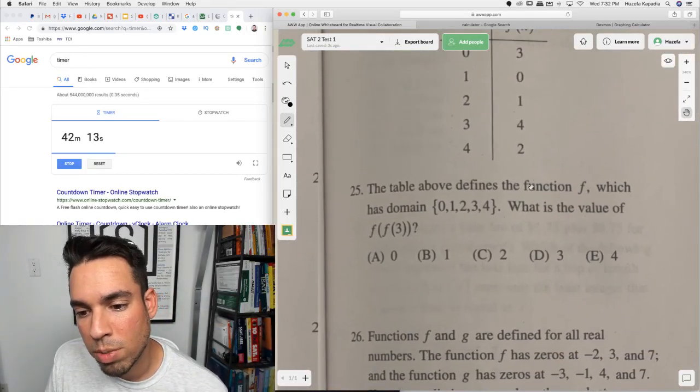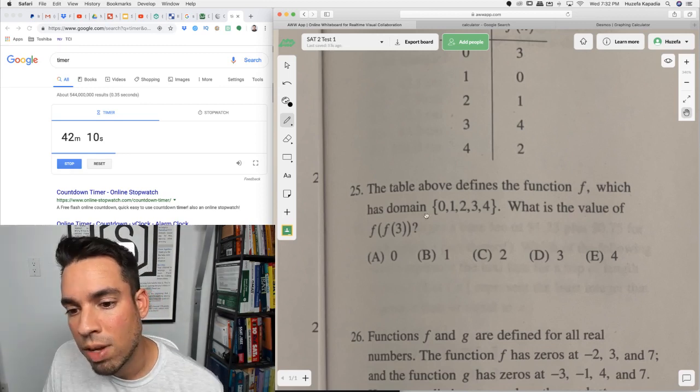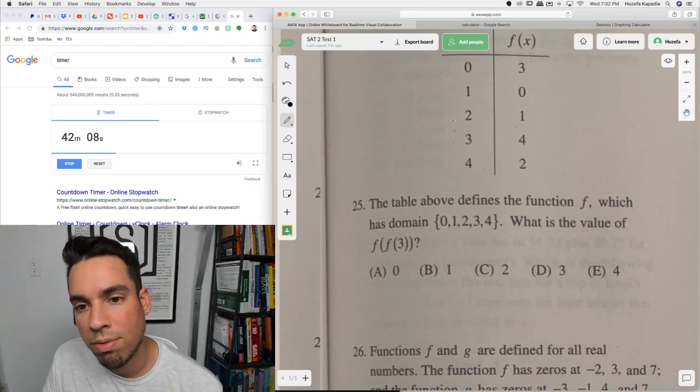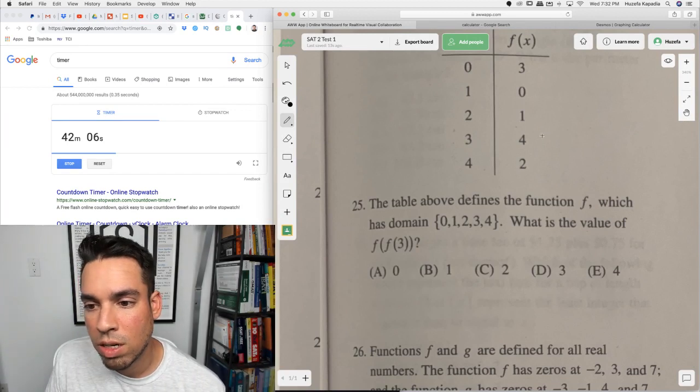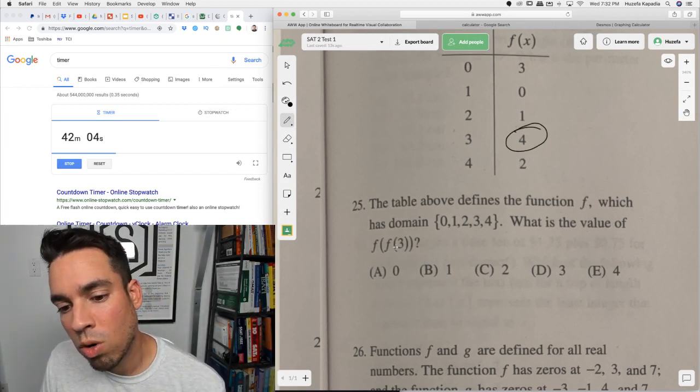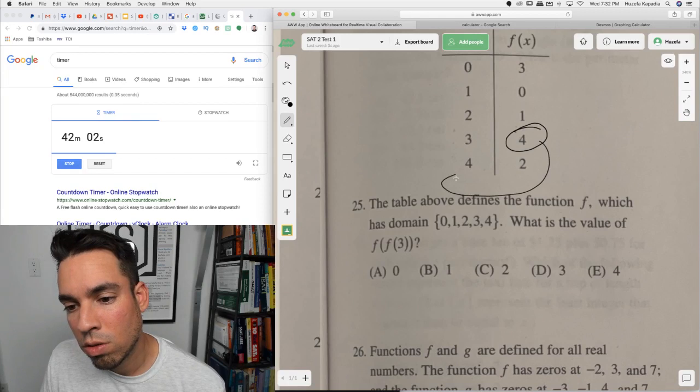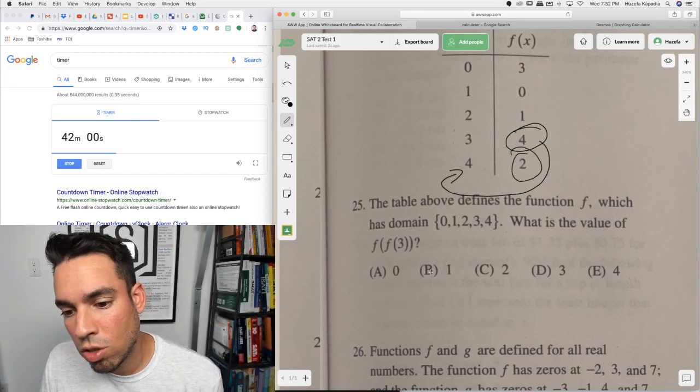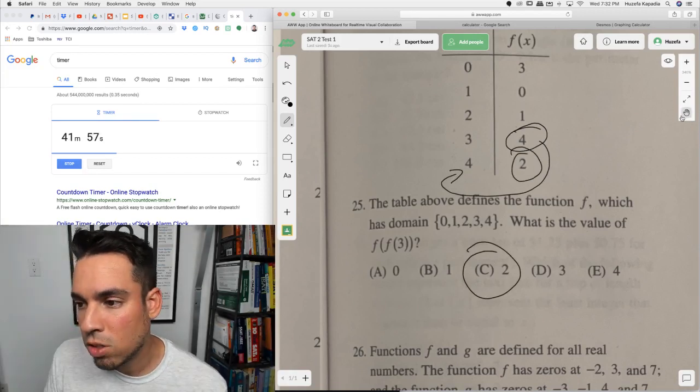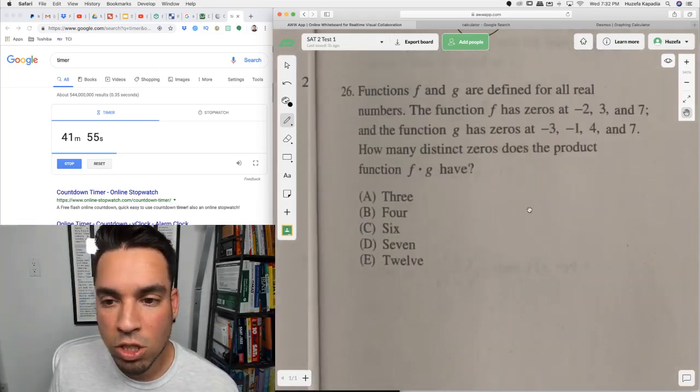The table above defines the function f, which has domain 0, 1, 2, 3, 4. What is the value of f of f of 3? First of all, what is f of 3? F of 3 is right here, which is 4. And then they want to plug that back into the function for its x value here, which is 2. This is just a little function notation.